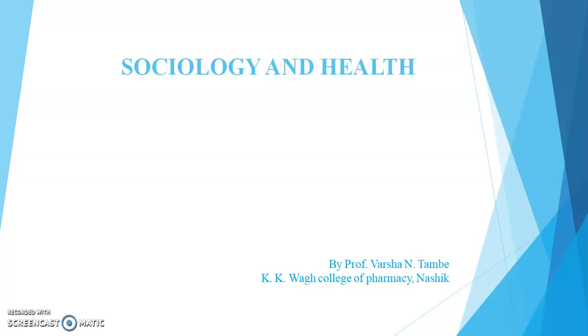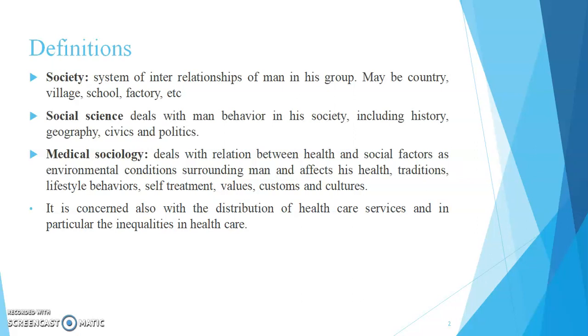Today we are going to learn about sociology and health. Let's see some definitions. Society. What is meant by society? It is a system of interrelationships of man in his group. Maybe country, village, school or factory, etc. So, the collection of the things which are in relationship with the man is called as society.